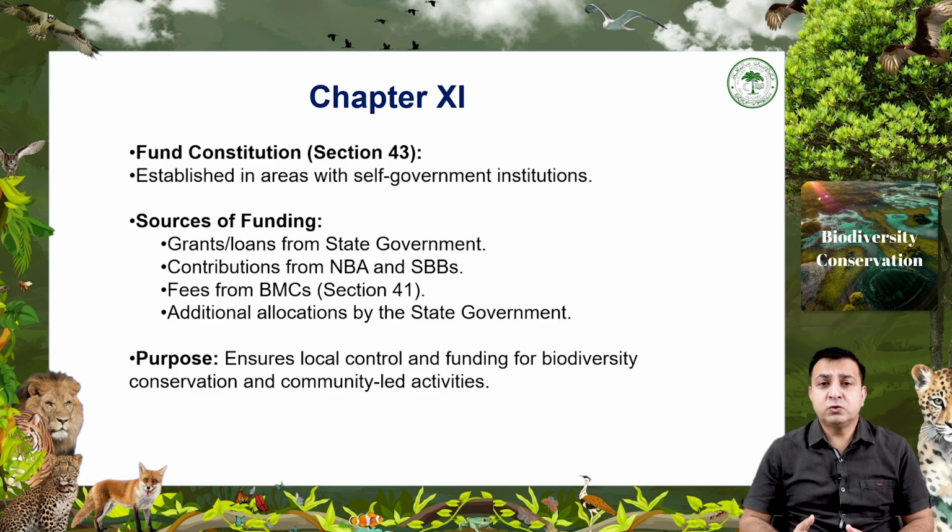This Chapter 11 also talks about the constitution of the local biodiversity fund. Under Section 43, local biodiversity funds need to be established in areas where institutions of self-government are active. The purpose of these funds includes receiving grants and loans from the state government and receiving contributions from the National Biodiversity Authority and the state biodiversity boards. It also includes collecting fees by Biodiversity Management Committees as per Section 41 of the Biological Diversity Act of 2002, and collecting any additional sums as designated by the state government for Biodiversity Management Committees. The fund is a critical mechanism for ensuring local control and funding for biodiversity related activities within the community.